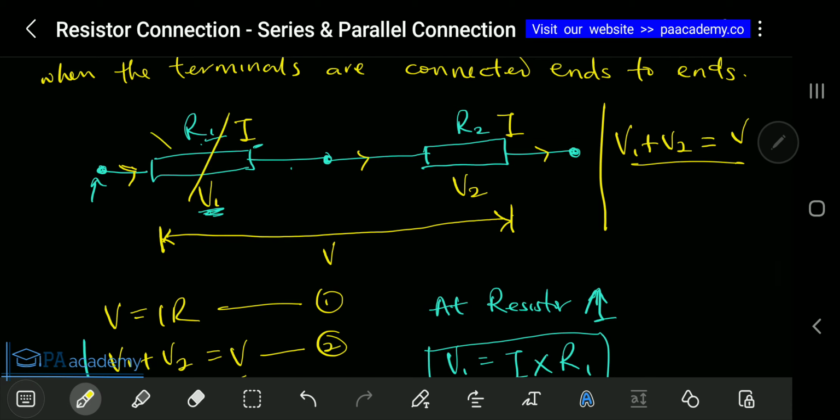So I have talked about series. Let's go ahead and talk about parallel. For resistors in parallel, I'll be doing that in a separate video, because I don't want this video to be too long.